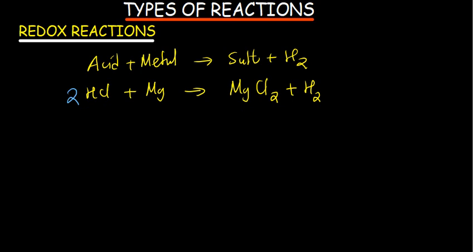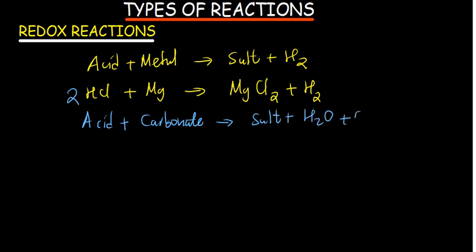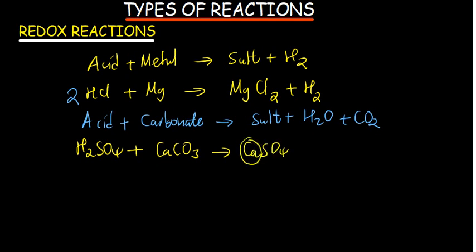Now again, you can have an acid reacting with a metal carbonate. And this reaction is always going to produce a salt, water, and carbon dioxide. You can think of, let's say, sulfuric acid reacting with any carbonate, let's say calcium carbonate. The calcium is going to interact with the sulfate, giving you calcium sulfate, because calcium has a valence of 2 and sulfate also a valence of 2. And then you're also going to have water and carbon dioxide.